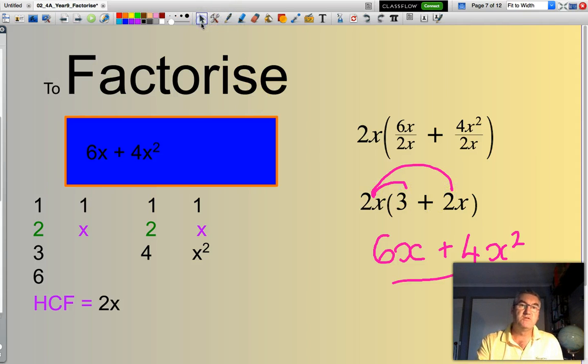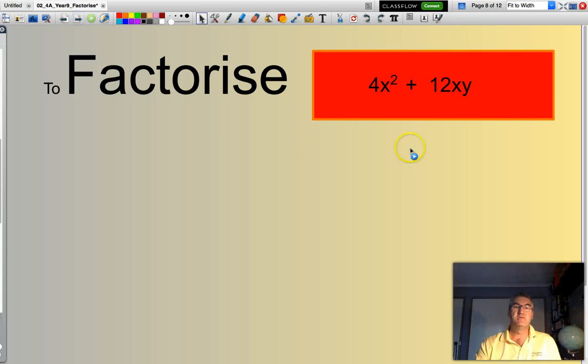So let's do another one, when you get a little bit more of an understanding. I'll move to the next page. Say I have 4x squared plus 12xy. Right, first step, find the highest common factor.